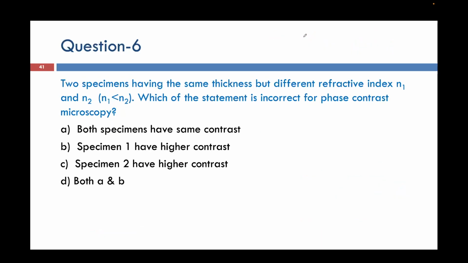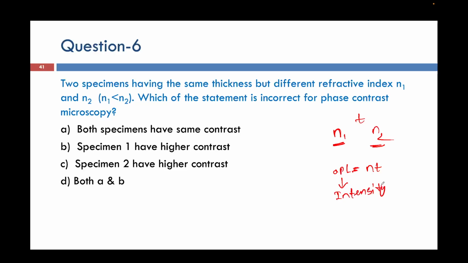Then comes a little bit tricky question. Two specimens having the same thickness, that means t will be the same, but different refractive indices n1 and n2. Which of the statements is incorrect for phase contrast microscopy? Both specimens have the same contrast. Do you think both specimens have the same contrast? They cannot, because the refractive index is different, so n times t gives the optical path length. The optical path length is related to the intensity, right?